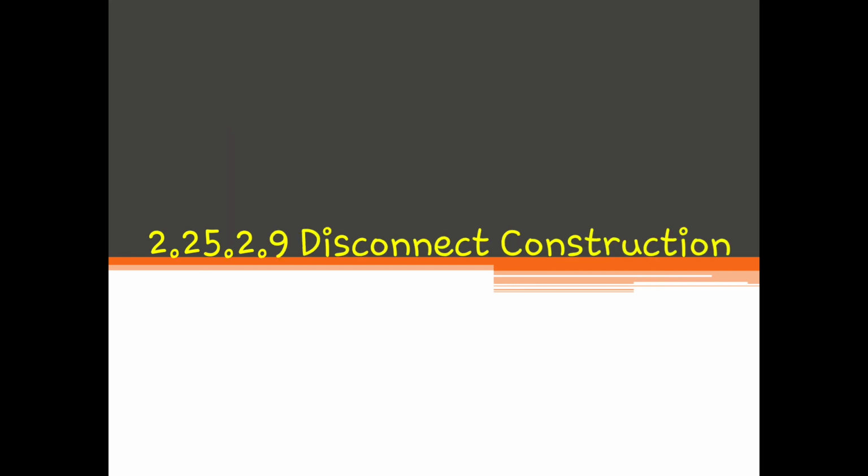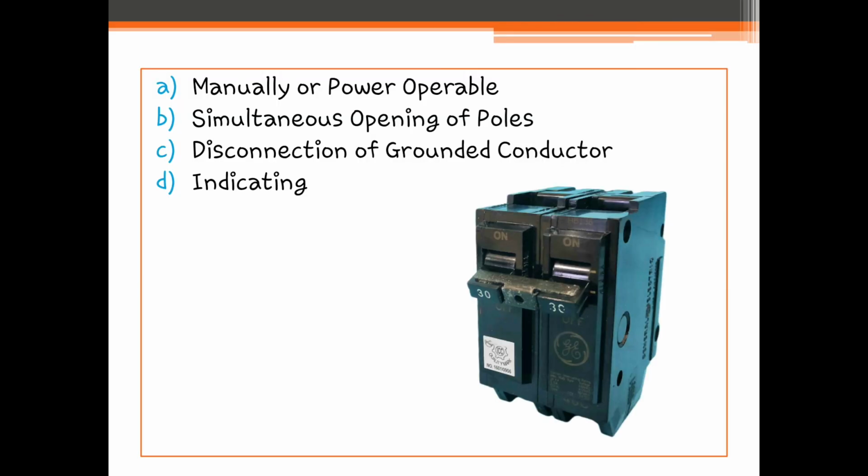Next is disconnect construction. Disconnecting means shall meet the requirements of 2.25.2.9. So, exemption for disconnect construction: for garage and outbuildings on residential properties, snap switches or a set of 3-way or 4-way snap switches shall be permitted as the disconnecting means. So here are the requirements.